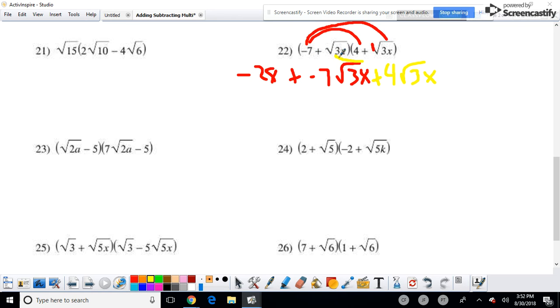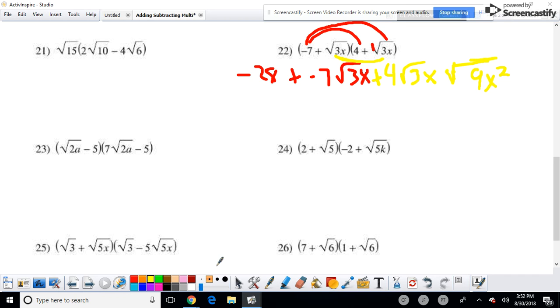And the last one, radical 3x times radical 3x. This is a good one here. So this is going to give us radical 9x squared. How did I get that? Because 3 times 3 is 9, and x times x is x squared. Okay? So now we've expanded all of this.